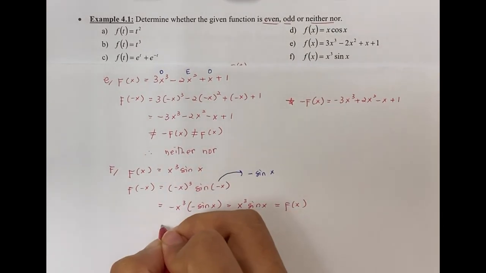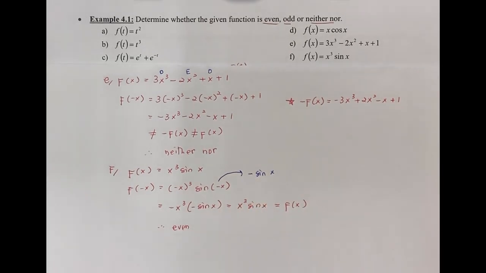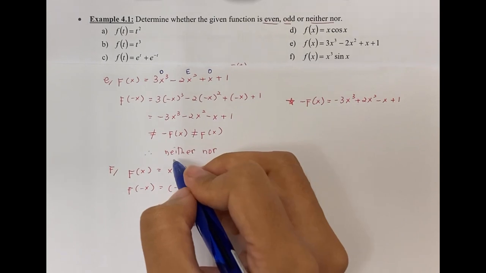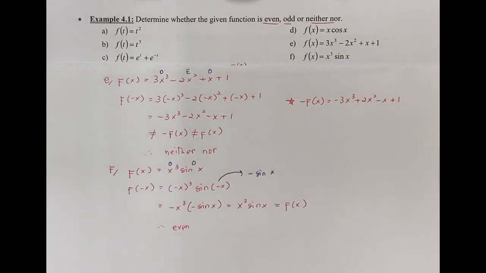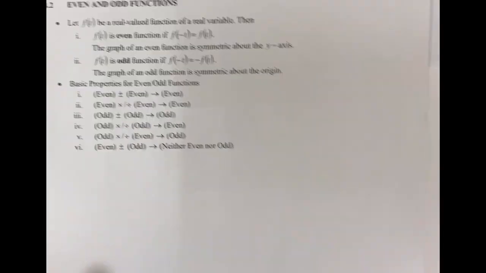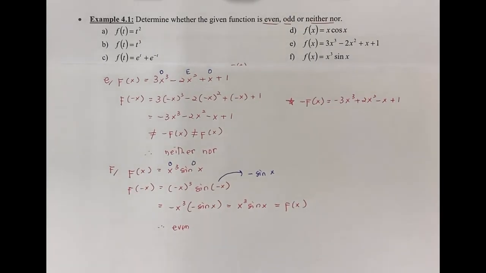So for this, this is your even function. And you know x cubed is odd, sine x is an odd function. Odd function multiplied by odd function is an even function. So that's why it is an even function.